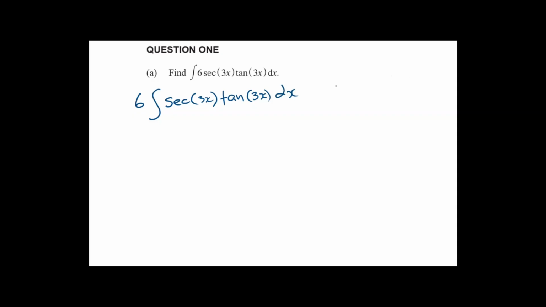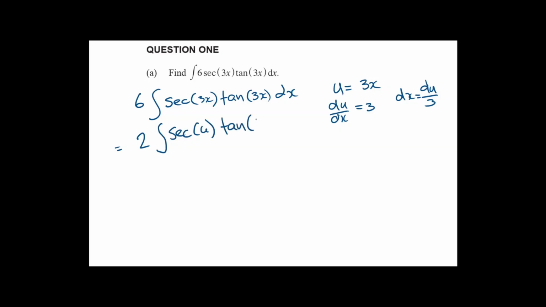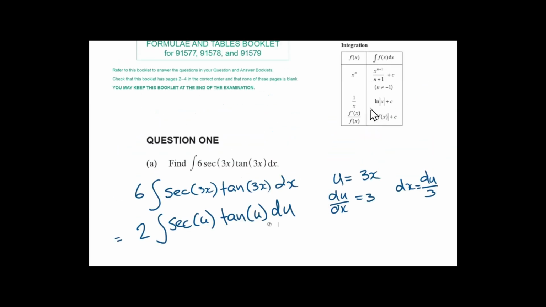Now I'm going to use U substitution, I think. U is going to be equal to 3x, so du/dx is going to be equal to 3. Therefore, dx is going to be equal to du over 3. So we're going to divide everything this way. So this is going to be 2 because it's divided by 3. Secant u tan u du.